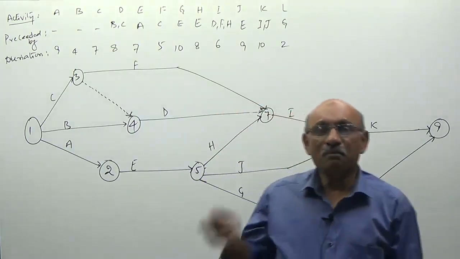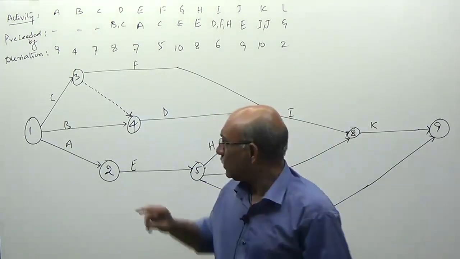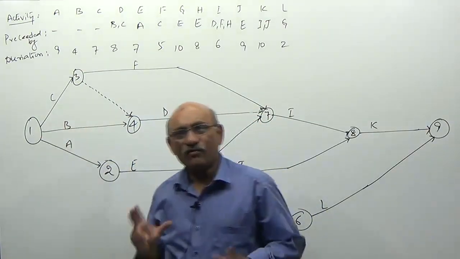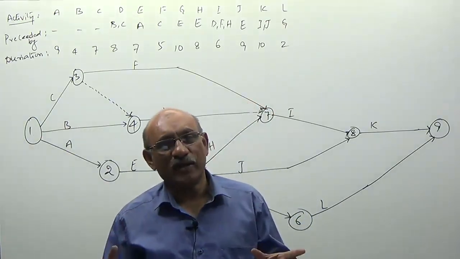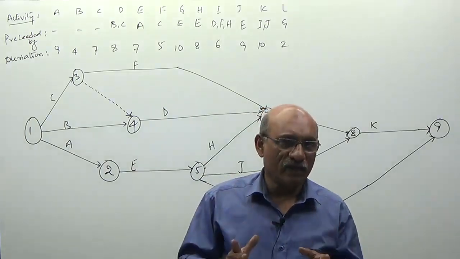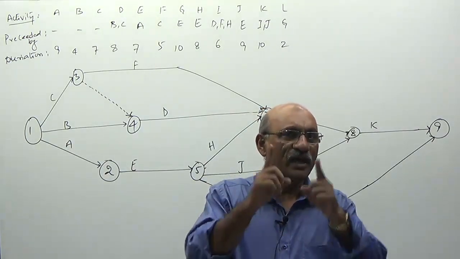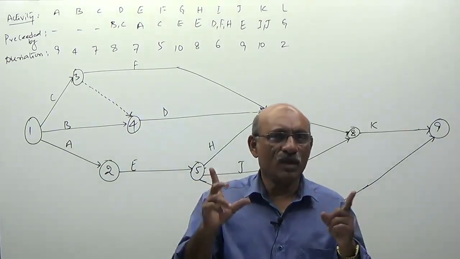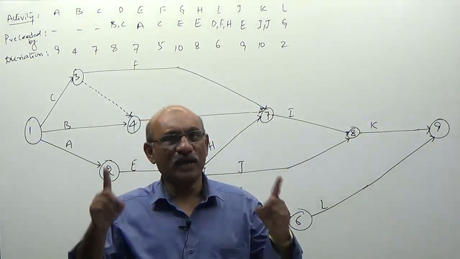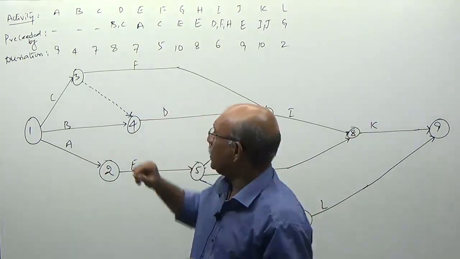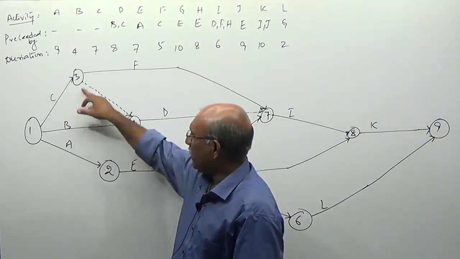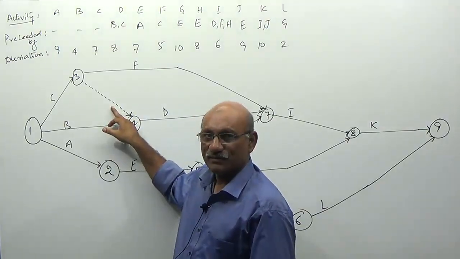Okay, sir. B and C are having same initial node. Look at this. B and C are having same initial node. So network rules will not allow you to join these 2 straight away, because no 2 activities in a network can have same initial and terminal nodes. One more time. No 2 activities in a network can have same initial and terminal nodes. Therefore, activity C I am terminating here, and B and C I am joining with a dummy activity. Okay, sir.